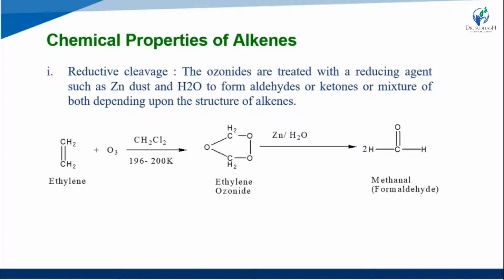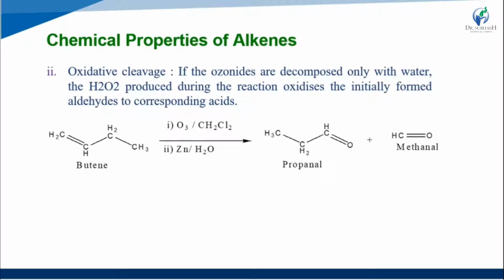In the ozonization process, reductive cleavage is a breakdown by the reductive agents. After the ozonization process, a reducing agent like Zn and H2O forms the aldehyde or ketone, or a mixture of both, depending upon the structure of the alkene. So we take ethylene plus ozone, that is the ozonization process, making the ethylene ozonide, and then Zn and H2O, the reductive agents, cleave it, making formaldehyde, one aldehyde. This is a reductive cleavage.